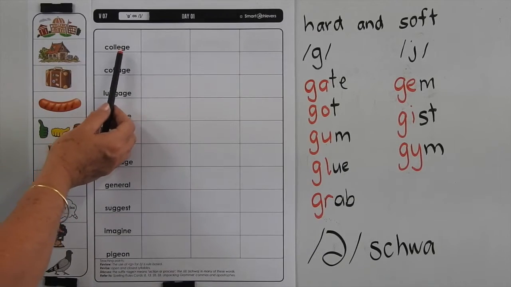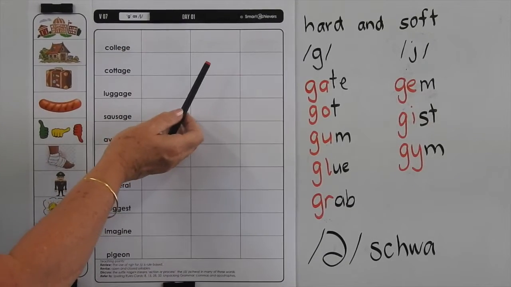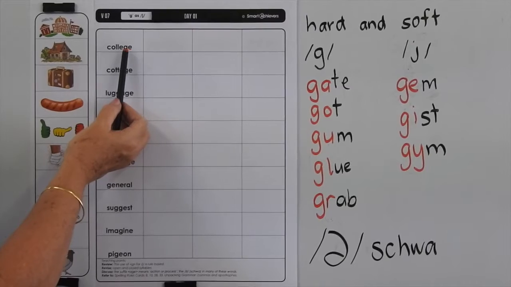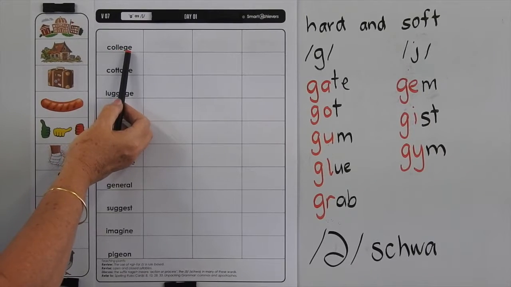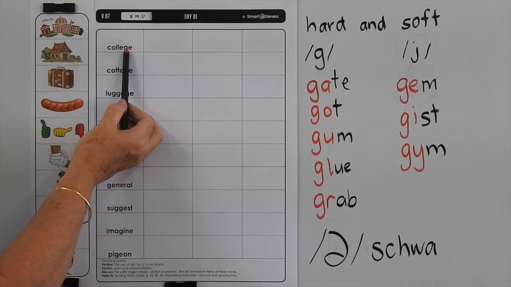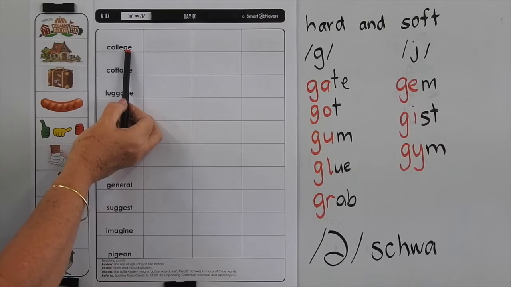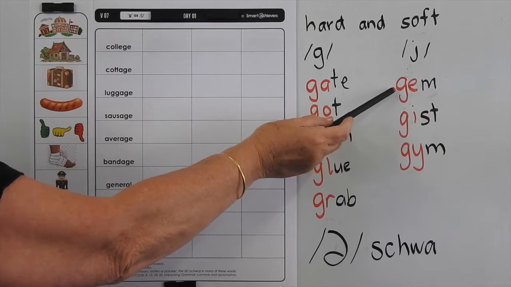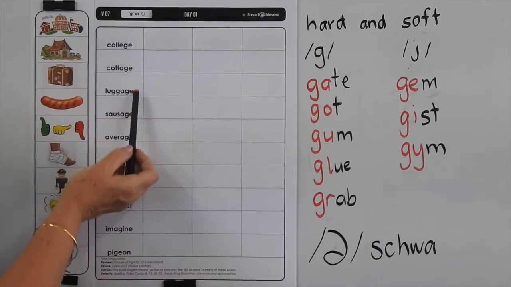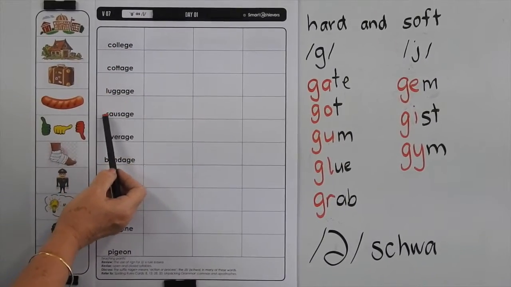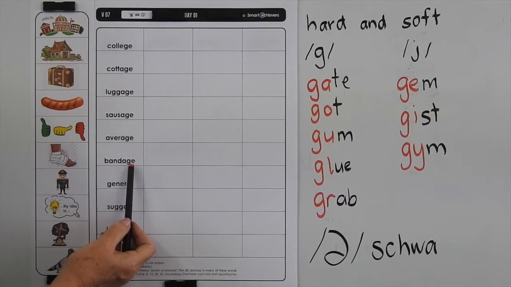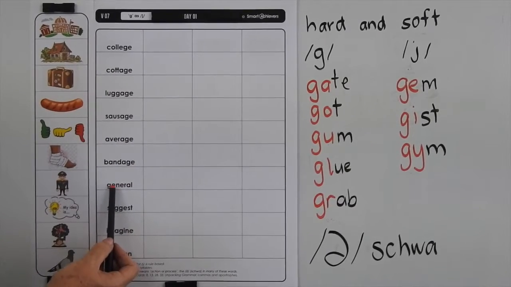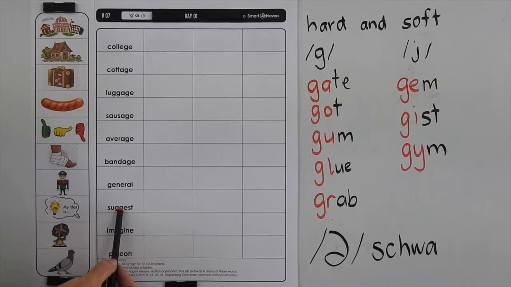In this list we're revising the hard and soft G rule. So in this one we're doing the soft G sound J. Now you know that English words can't end in a J ever, so we're using the soft sound J, and we're representing it with the GE on these words. So you've got college, cottage, luggage, sausage, average, bandage. Now it can also be used at the start of a word or in the middle of a word.